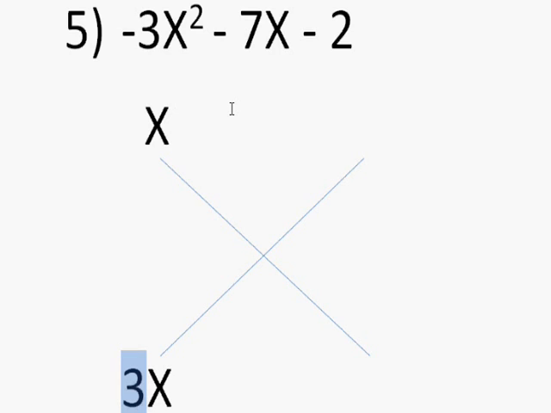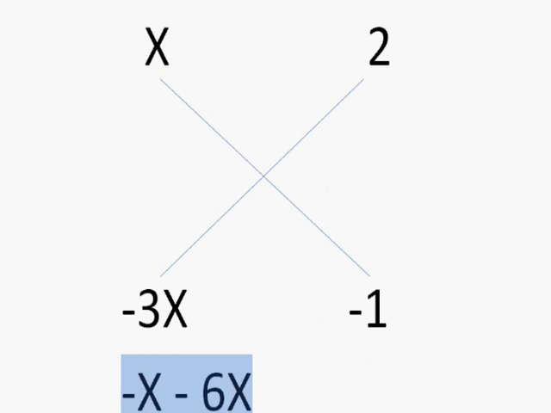as 3, but it's negative in front, so one of them has to be negative. And then we have this negative 2. 2 could be written as 2 times 1, and because it's negative, one of them has to be negative.